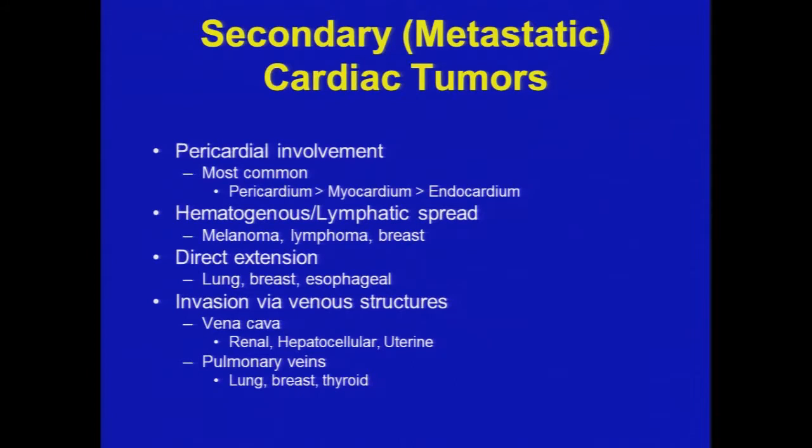These tumors may reach the heart through a variety of pathways: hematogenous or lymphatic spread, direct extension, or they may invade by various venous structures, the vena cava, especially renal cell carcinoma, hepatocellular carcinoma, and uterine carcinoma, or via the pulmonary veins. The pericardium is the structure most often involved, and most often you see a pericardial effusion. Then the myocardium and the endocardium may be involved. Least common is the endocardial or intracavitary tumor.